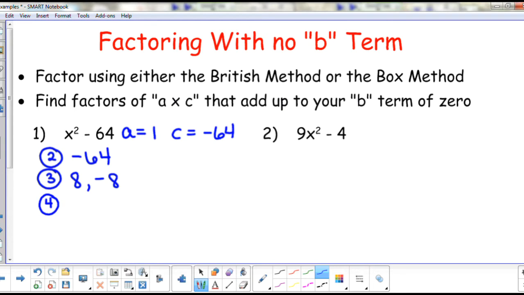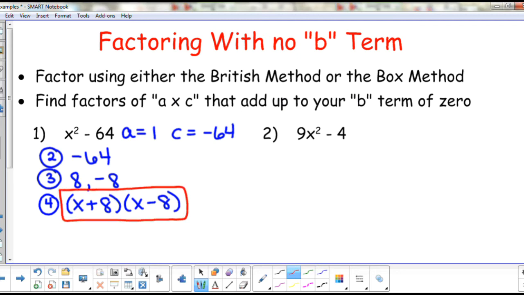Now I'm going to put the a term with the x in front of each of these. So my a term is 1, so I'm going to have an x plus 8, and I'm going to have an x minus 8. Now I'm going to see, can I simplify either one? And I cannot, since I just have a 1 with the x. So my final answer is x plus 8 and x minus 8.